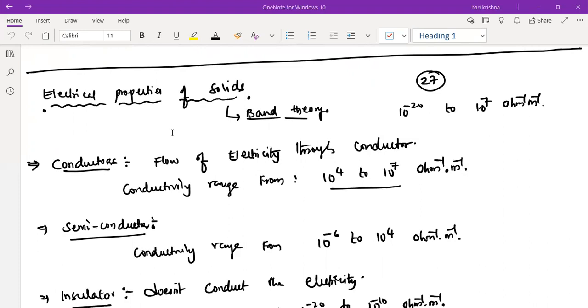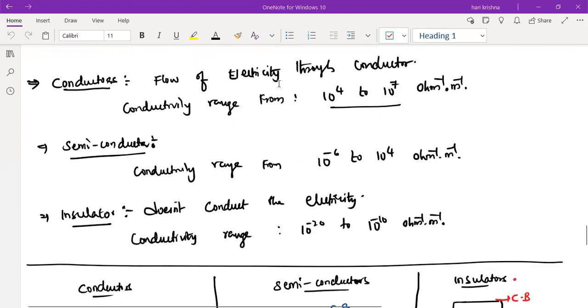So again, under the electrical properties, we have the conductors, semiconductors, and the insulators. Conductors means what? Which will conduct the electricity perfectly. That is the conductors, which will have the conductivity range from 10 power 4 to 10 power 7 ohm inverse meter inverse. Next, semiconductors. What is the meaning of semiconductors? They have conductivity range from 10 power minus 6 to 10 power 4. So if you add any impurities, they will increase their conductivity. That is what is called semiconductors.